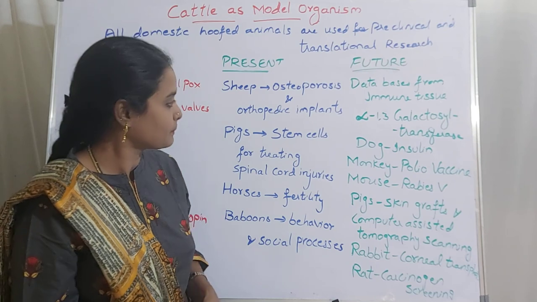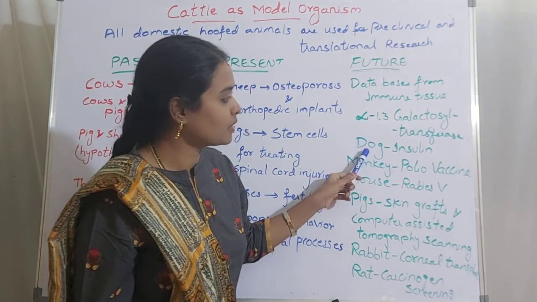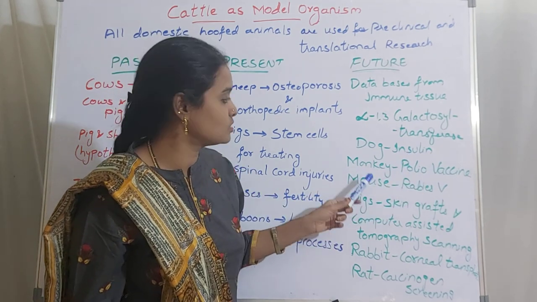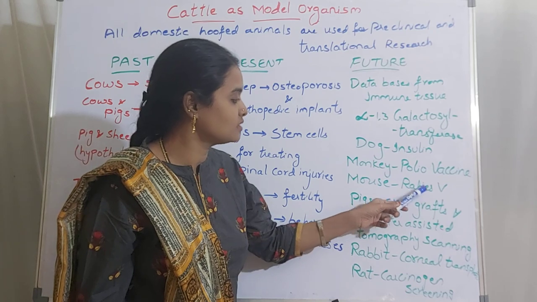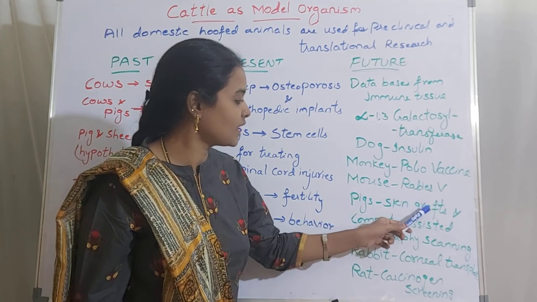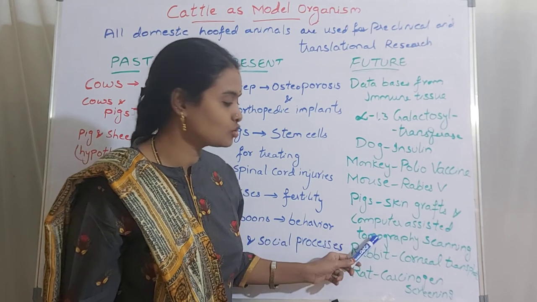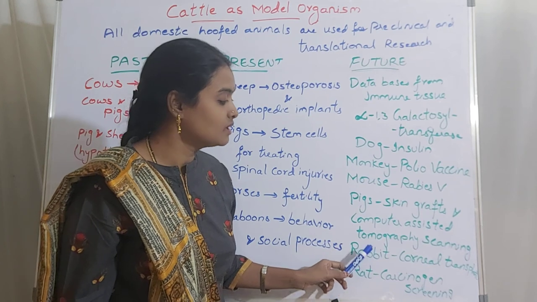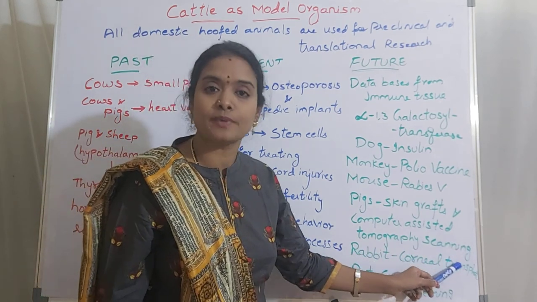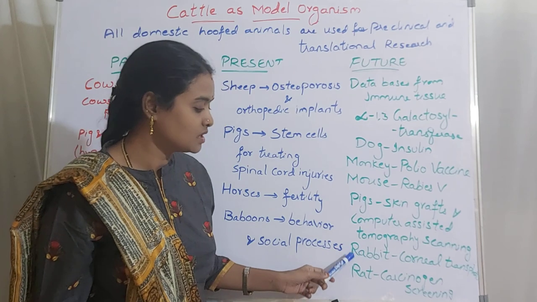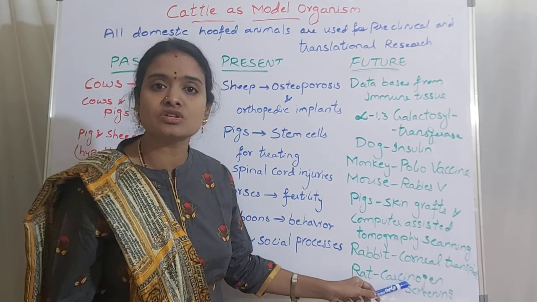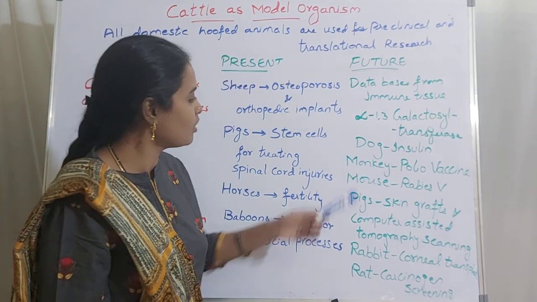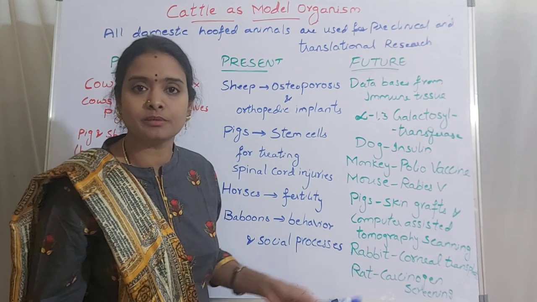Immunal rejection. Then in future, from the dogs, they can produce insulin. Then polio vaccine is produced from monkeys and rabies vaccine from the mouse. Then skin grafts and computer assisted tomography scanning is done using pigs. From the rabbits, the eye or corneal transplantation methods are developed. From the rats, it is carcinogen screening in the case of cancer or tumor patients. All these researches are going to be developed in future.